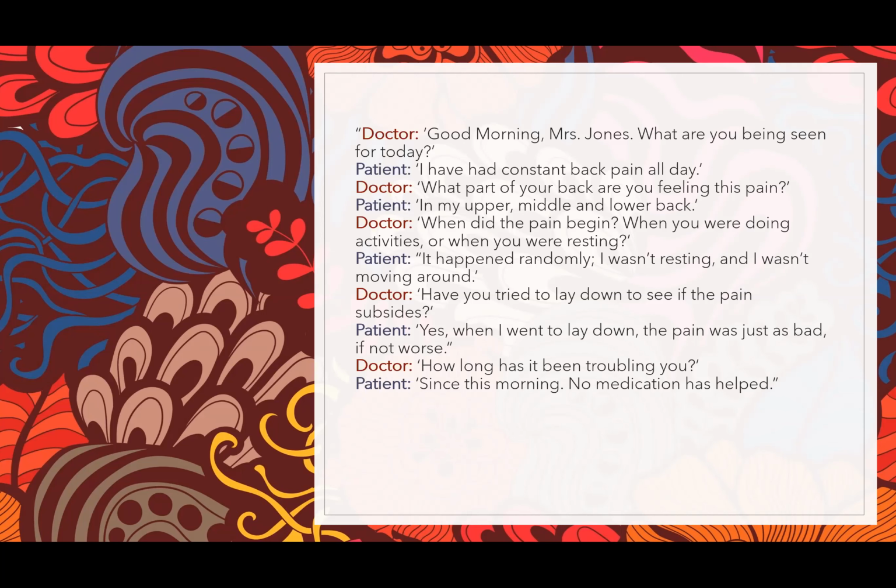The patient then responds, it happened randomly. I wasn't resting and I wasn't moving around. The doctor then asks, have you tried to lay down to see if the pain subsides? The patient then responds, yes. Yes, when I went to lay down, the pain was just as bad, if not worse. The doctor then asks, how long has it been troubling you? The patient then responds, since this morning, no medication has helped.